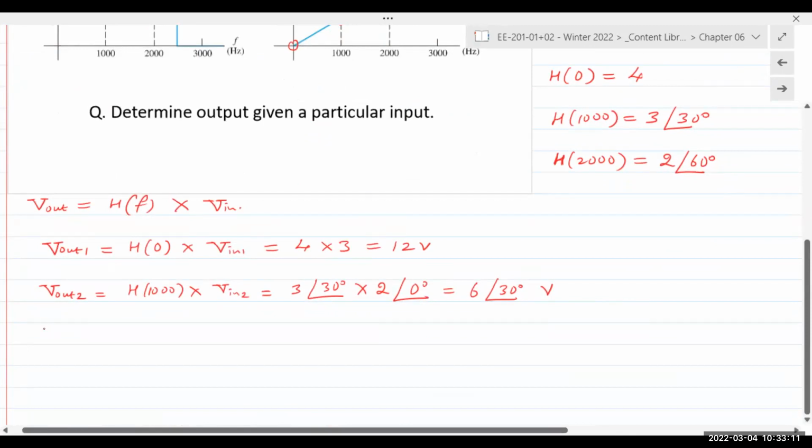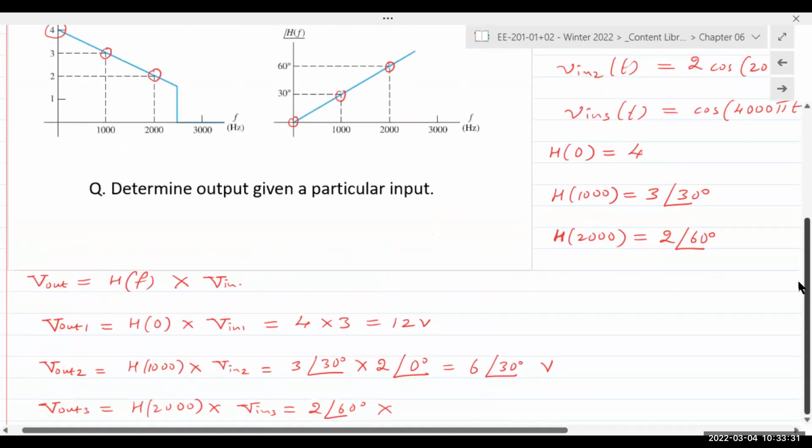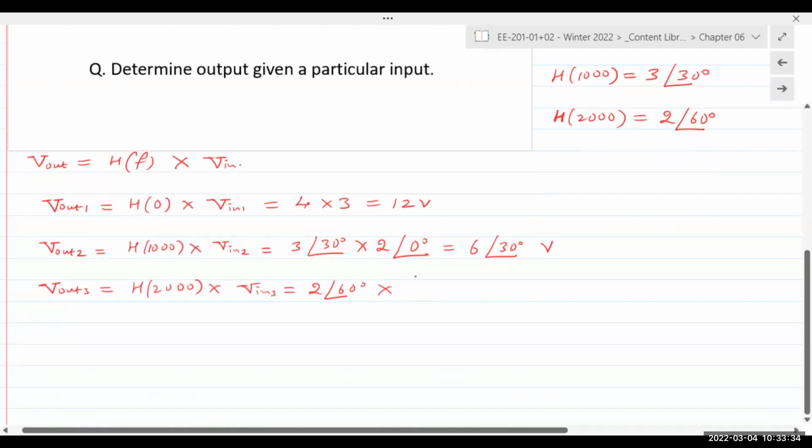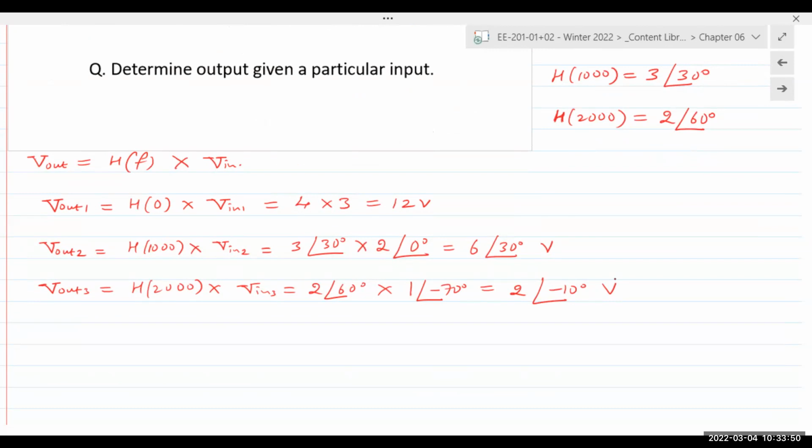And V out of 3 similarly. V out of 3 is H of 2000 times V in 3. This is 2 with an angle of 60 degrees times, what is V in of 3? Simply cos of 4000 pi t minus 70. So it's 1 minus 70. So it's 2 minus 10 volts. And that's it. That's the answer. As straightforward as that.